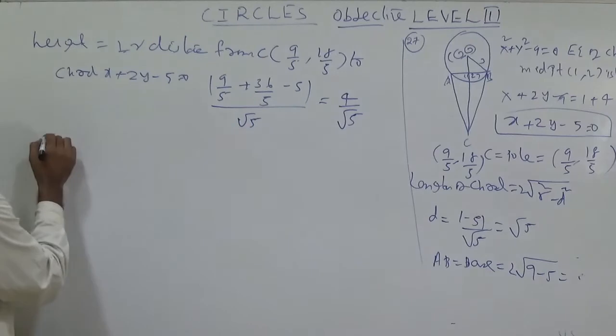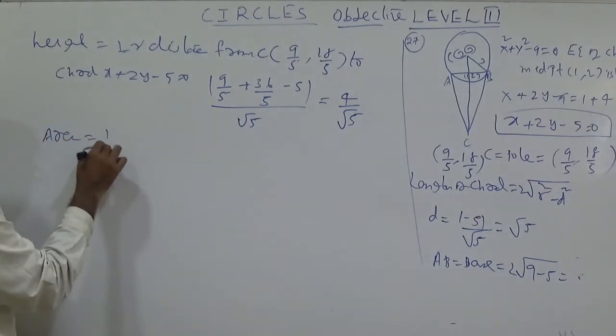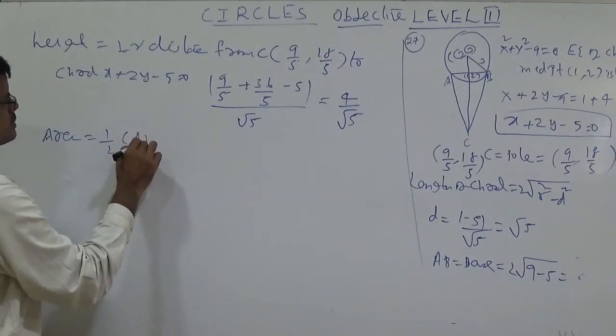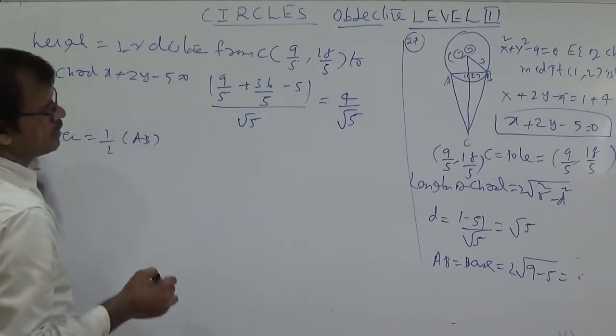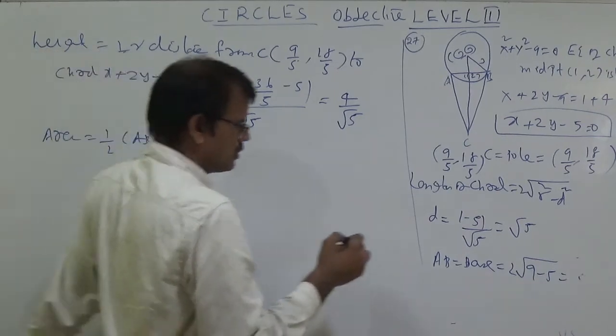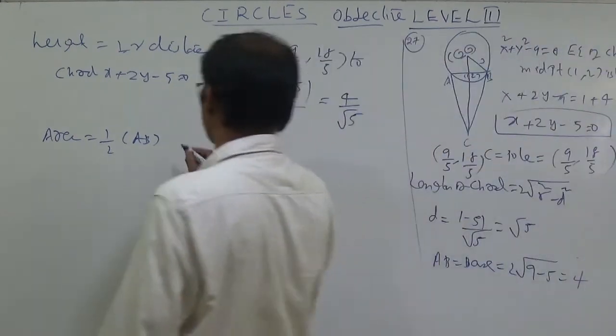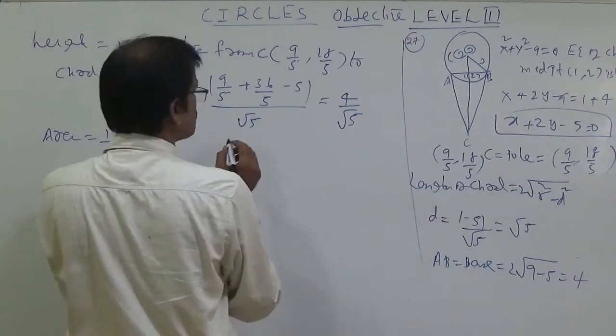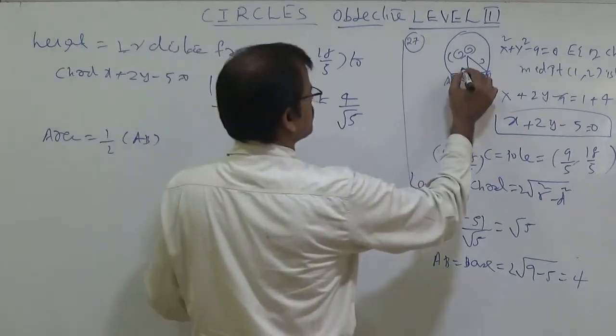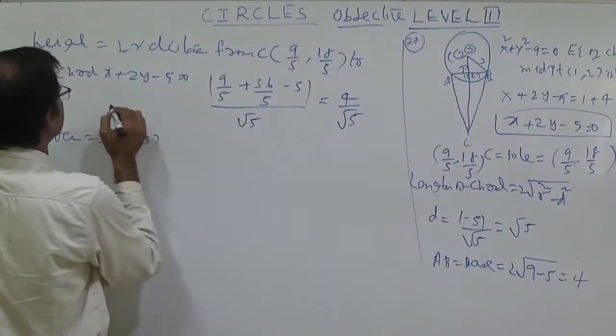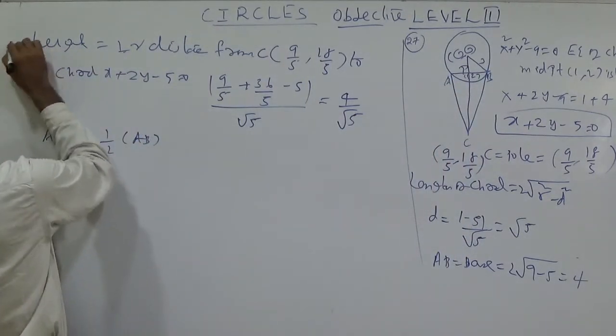Now area is equal to half into base into height. Half into base means here AB, and AB means the length of the chord. Here 2 into root of 9 minus 5. 9 minus 5 is 4, root 4 means 2. 2 2s are 4. Base is 4. Half into base into height. Height is put here; height is equal to PC.